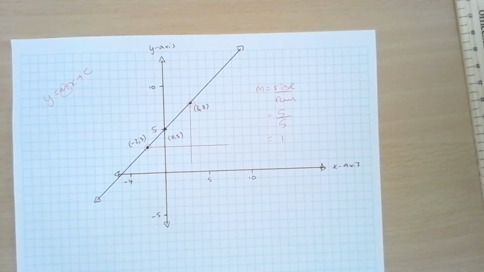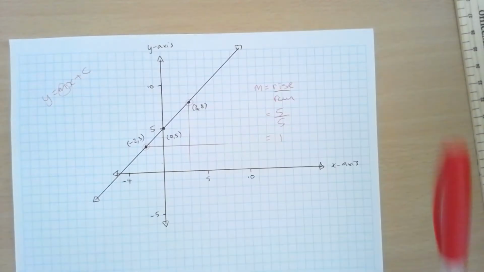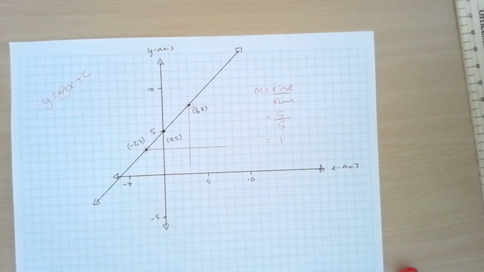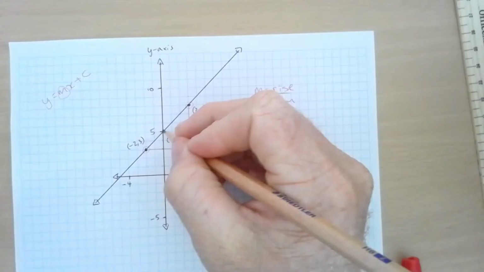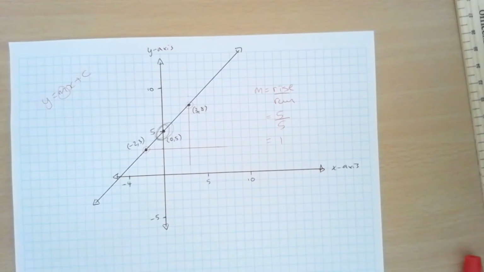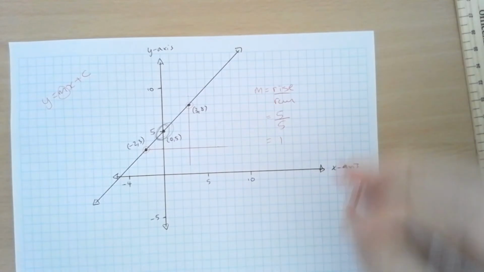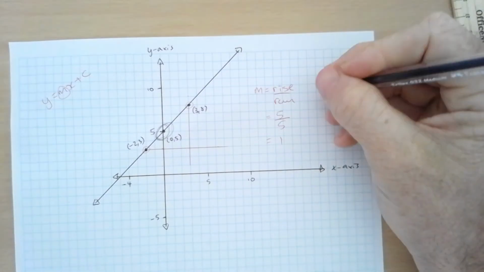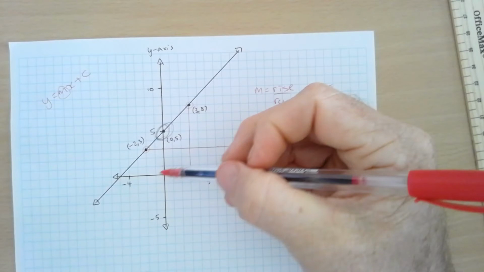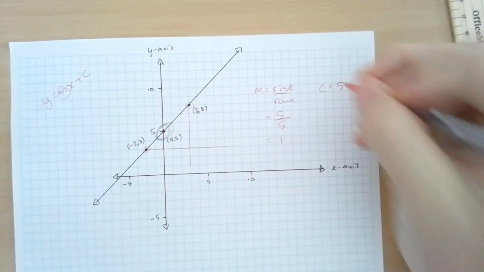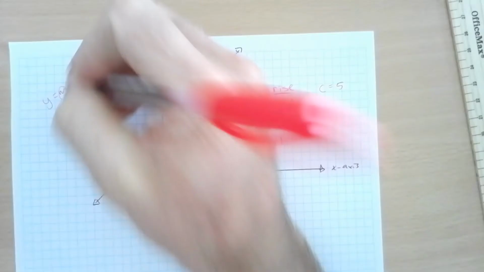The next thing asks us to calculate the y-intercept. So what is the intercept of that line? The line crosses the y-axis just there. So we can see that c is going to equal 5, as it crosses at 0, 5. And that's this part of our equation sorted.